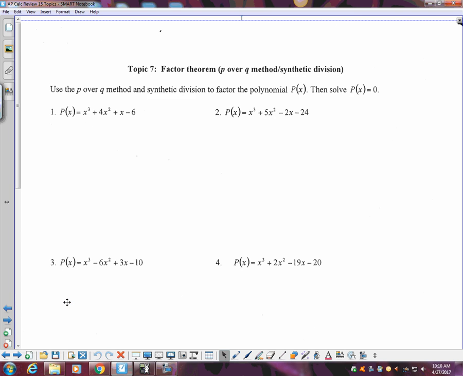So this is the factor theorem. Once upon a time, we talked about P's and Q's. Remember P's and Q's? P were all the factors of the first term. Q was all the factors of the second term. So all of your rational, okay, what is that word? What does rational mean?